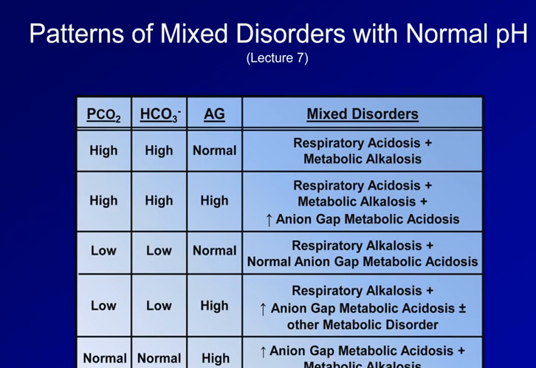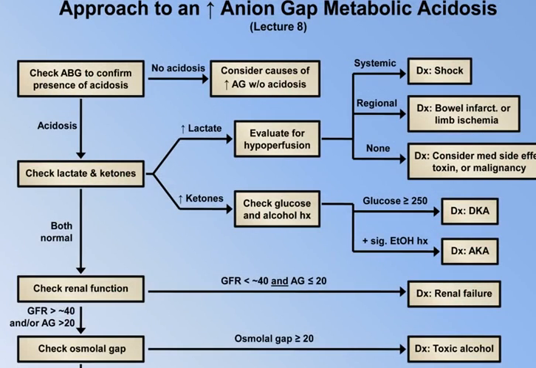At this point, the lecture switched to discussing the 5 major acid-base differential diagnoses. First was elevated anion gap metabolic acidosis, which focused on measuring lactate and ketones first, renal function second, and then the osmolar gap last.